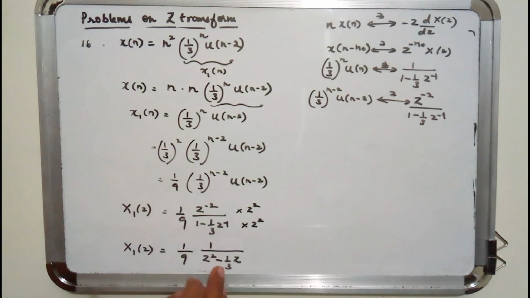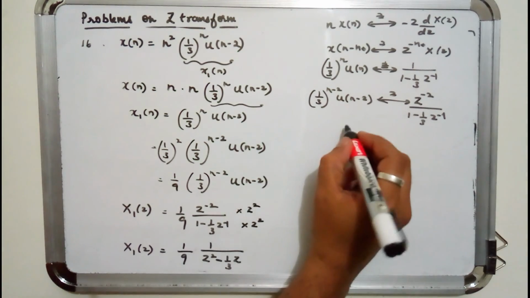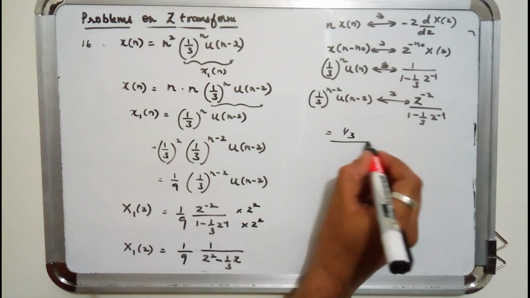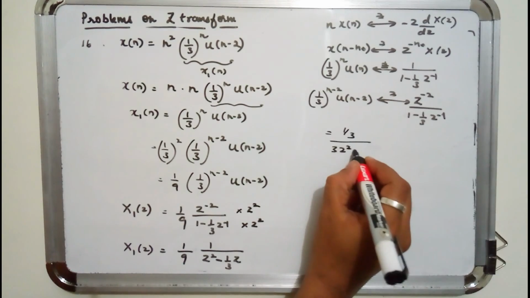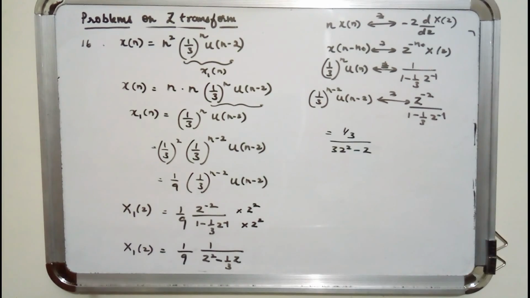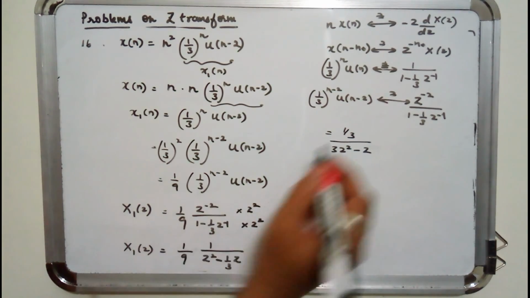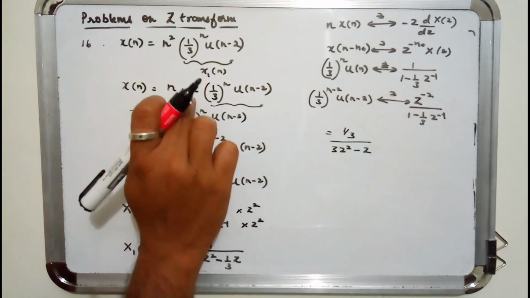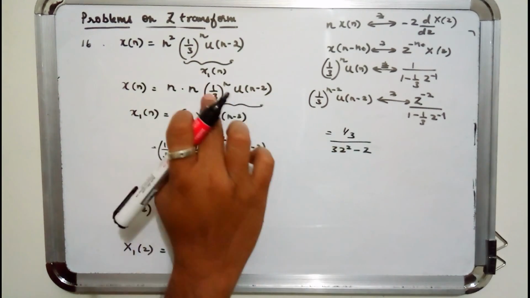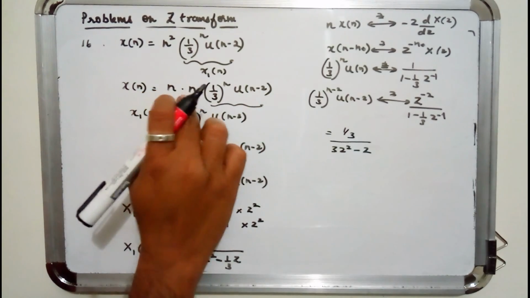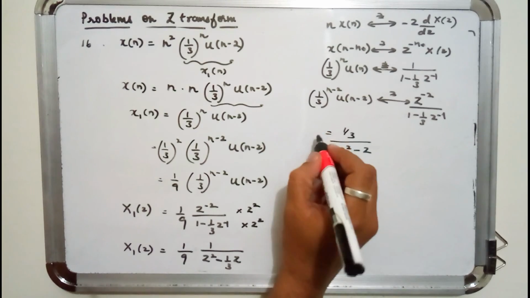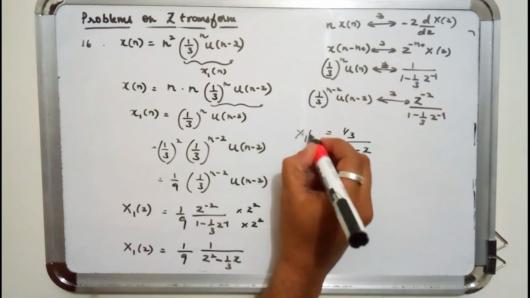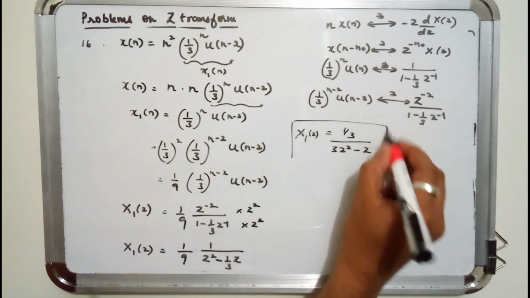So if I take the common denominator 3, I'll be getting 1 by 3 divided by 3z square minus z. So this is the answer which I'll be getting when I solve here. So this is x of z what I get. Now by using n into x of n, so for the first n, so this is x1 of z.